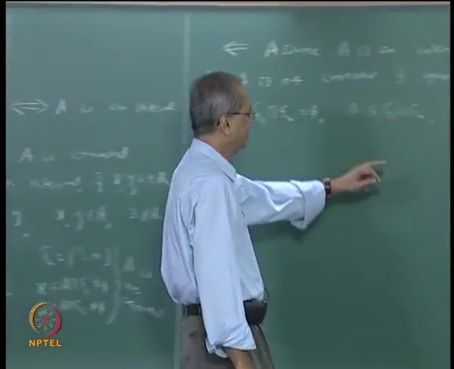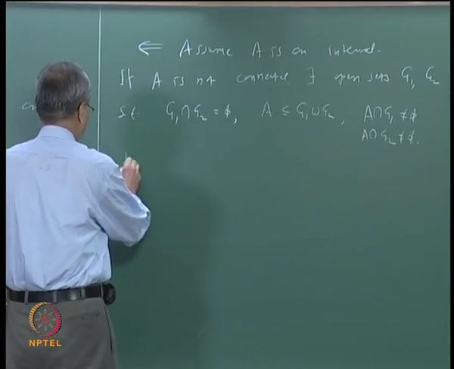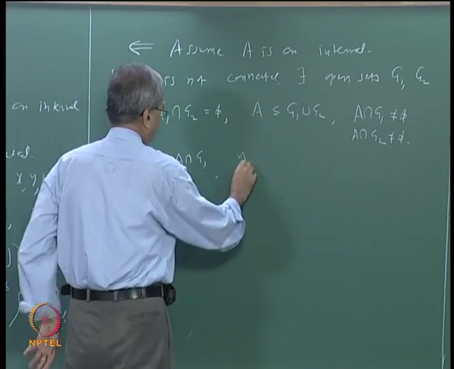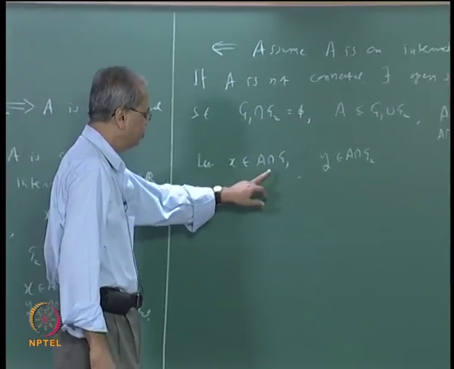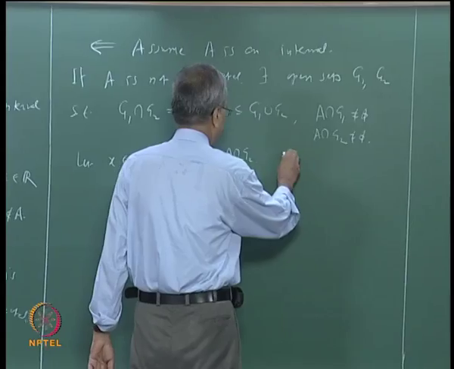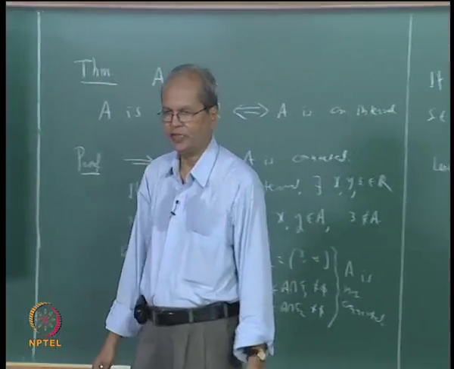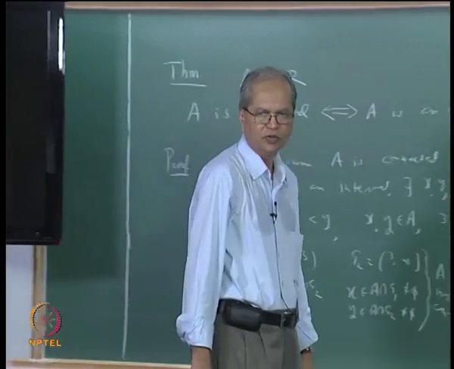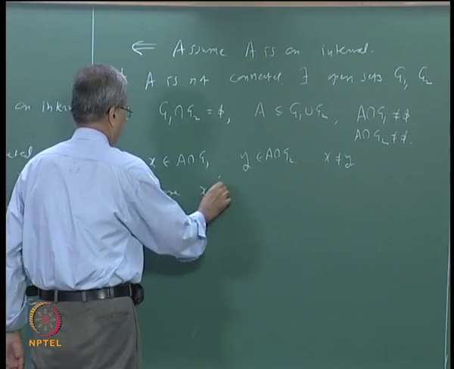Since A intersection G1 is non-empty, we can consider some real number belonging to it. So let x belong to A intersection G1, and similarly y belong to A intersection G2. Since x belongs to G1 and y belongs to G2, they must be different; x and y cannot be the same. So x is not equal to y. And as we have seen, since they are real numbers, either x is less than y or x is bigger than y. We can assume any one of those. So assume x is less than y.